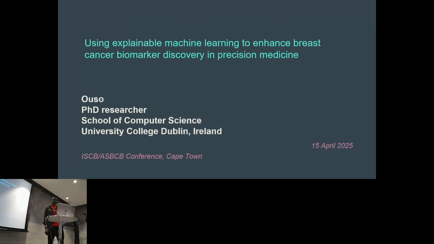And today I'm going to talk to us about using machine learning to model breast cancer patient survival outcomes as a way of discovering biomarkers that might be useful in precision breast cancer management. I'm based in the School of Computer Science of UCD under the program of the Center of Research Training in Genomics Data Science.